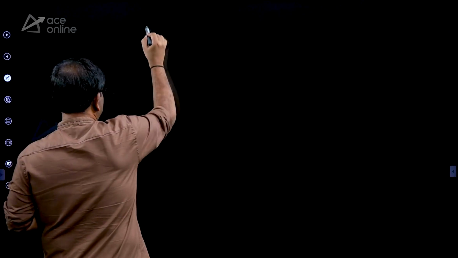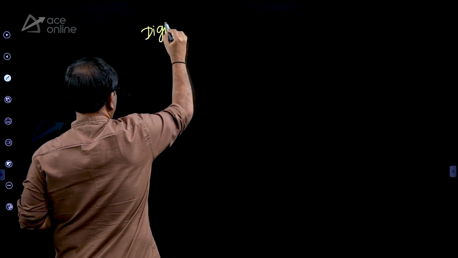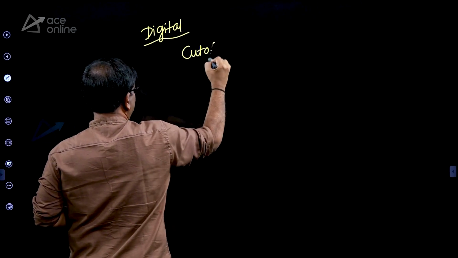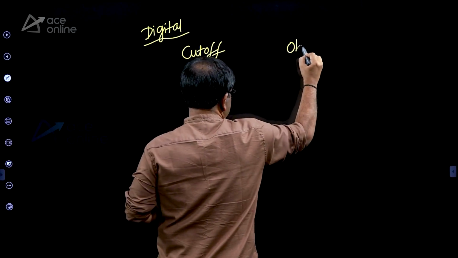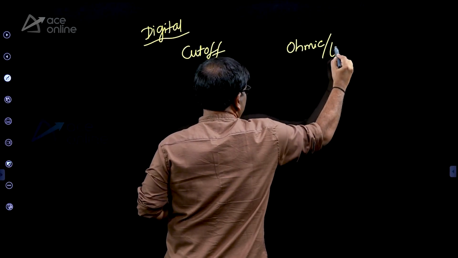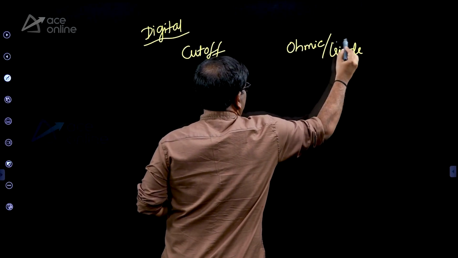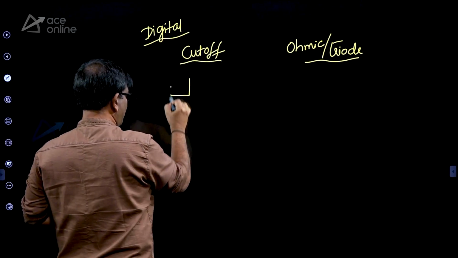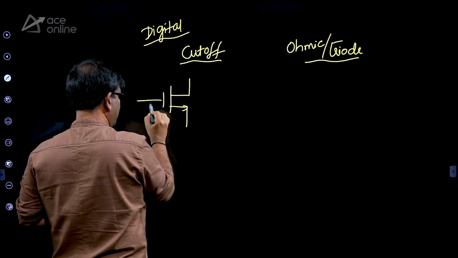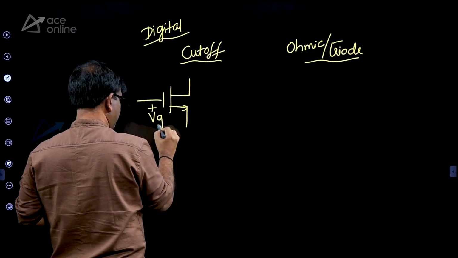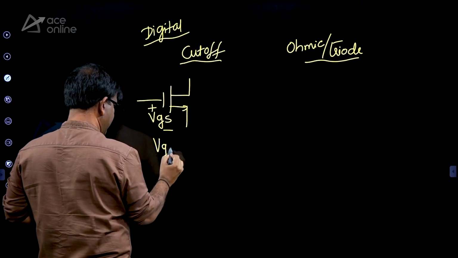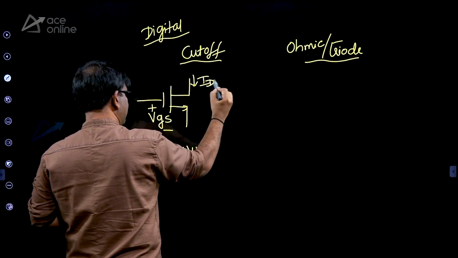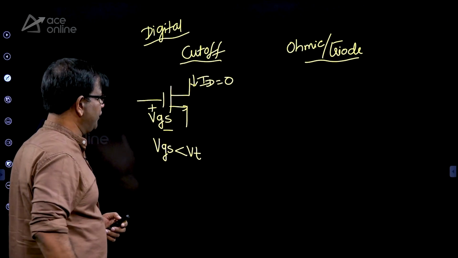But for digital MOSFET, you have a cutoff and ohmic region or triode. So when do you say that a MOSFET is in cutoff? For a MOSFET to be on, this VGS, if it is less than VT, then the ID is treated as 0. So it is in cutoff region.